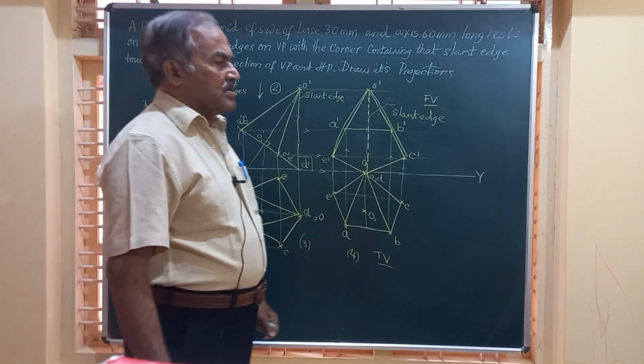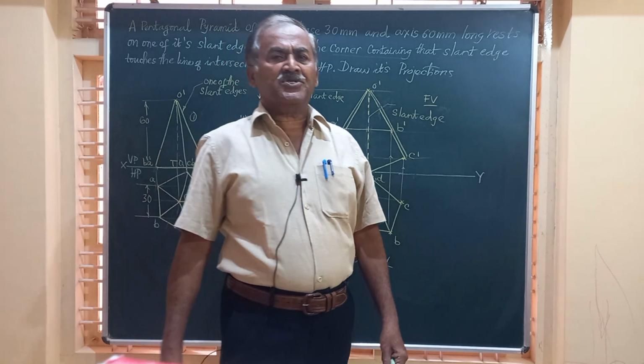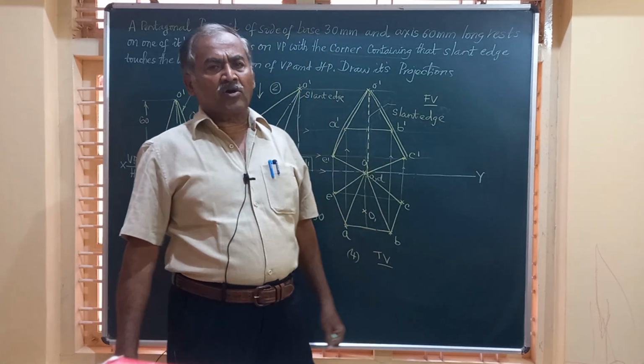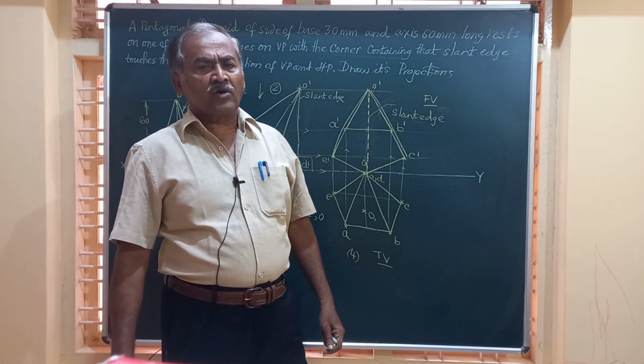as invisible line because it is not seen, it cannot be seen in the front view since the object is opaque. Friends, I hope you are happy with the presentation on this pentagonal pyramid resting on one of its slant edges on VP.